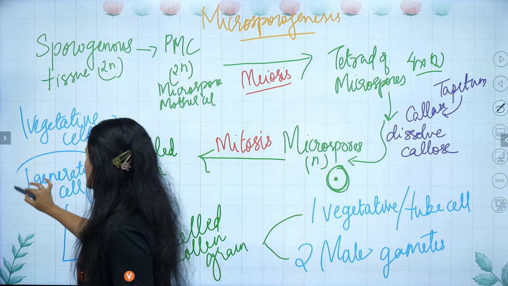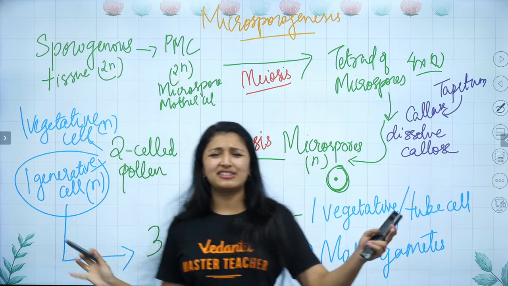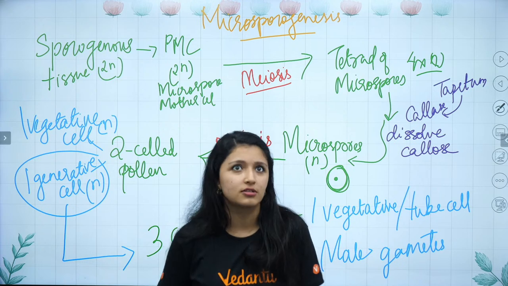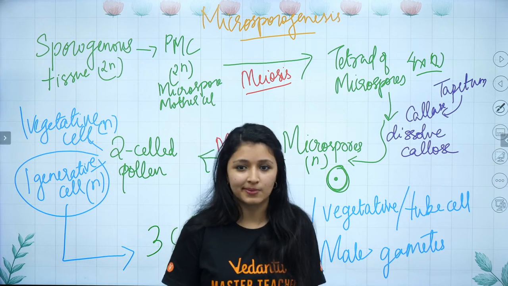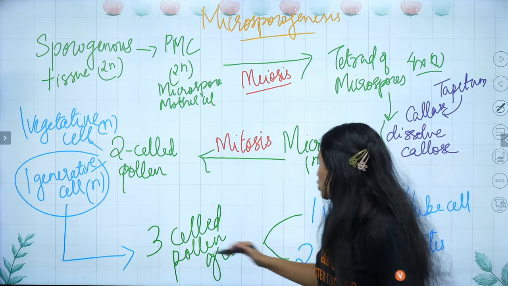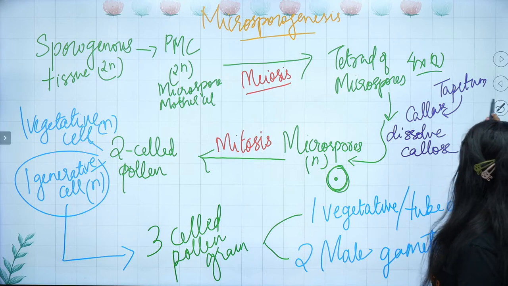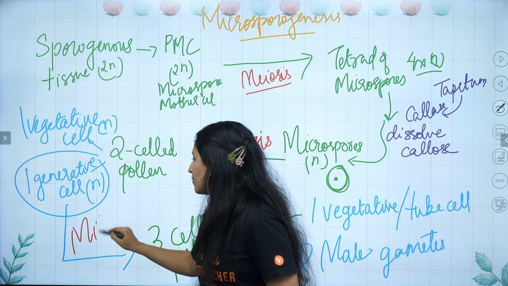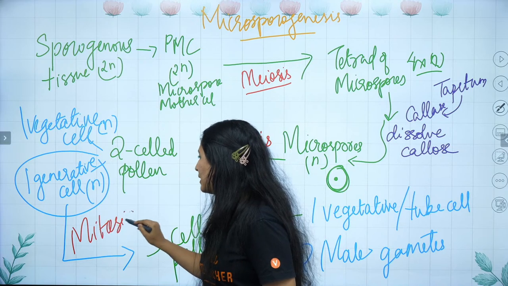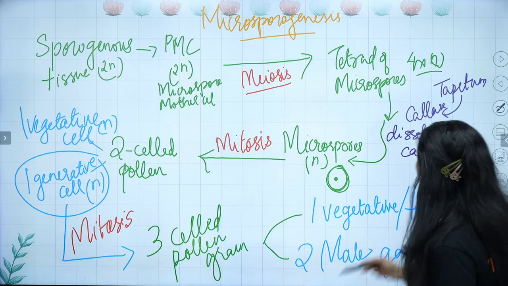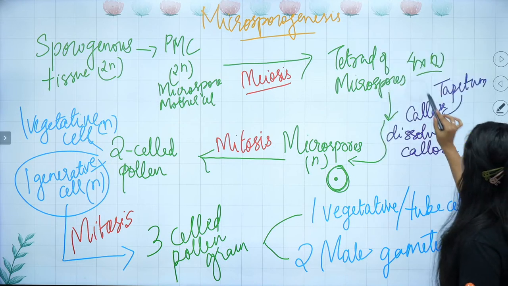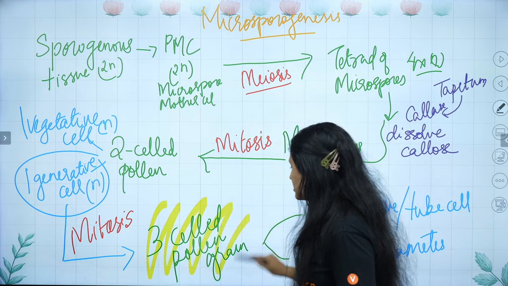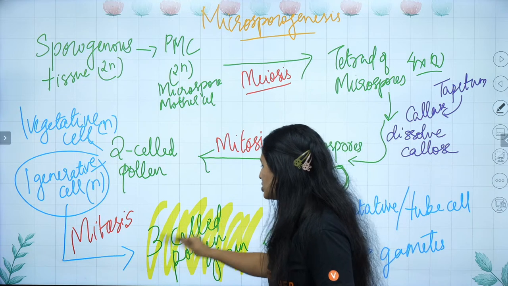Out of that, this generative cell alone will divide. The vegetative cell is like, I'm fine, don't disturb me. The generative cell is like, no, this is not enough, we have to make two male gametes, and it will become two male gametes, right? Again by what division? It's going to be mitosis only. And now you have formed the mature pollen grain. Yes, this here is your mature pollen grain.